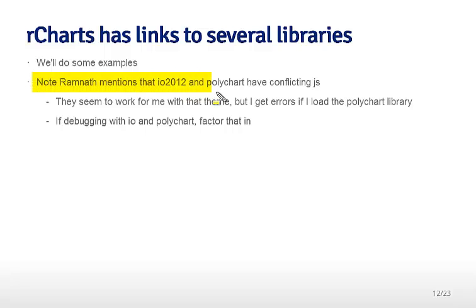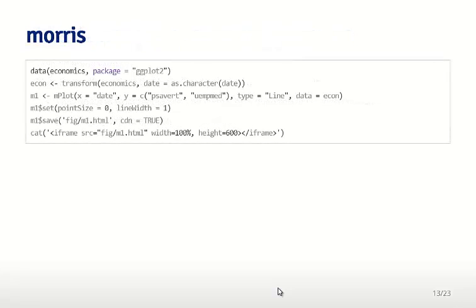I would notice that Ramnath mentions that the io2012 style for HTML slides and polycharts seem to have some conflicting JS. They seem to be working fine for me, but I do get errors if I load this polychart library. So if you're debugging with polychart and io style, factor that in. That applies if you're embedding rCharts into Slidify. If you're not, then none of this is relevant for you, if you're grabbing the HTML or doing something else.